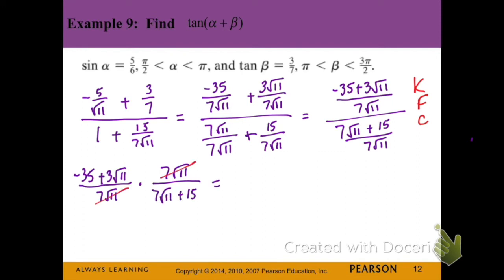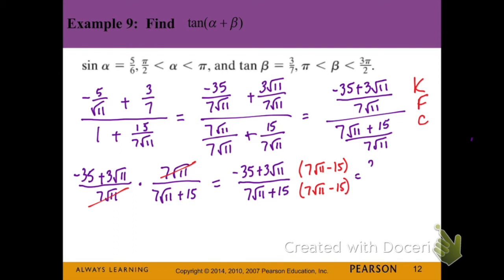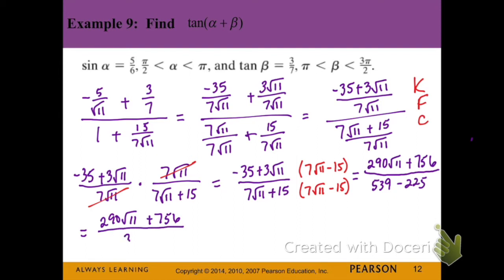We can cancel out the 7 square root 11 on top and bottom. And now we're going to rationalize by multiplying the top and the bottom by our conjugate, which is 7 square root 11 minus 15. At this point, you're going to FOIL or box method. I did that off to the side because I didn't have much room here. Simplify your denominator. And then I can divide a factor of 2 out of each of those terms.